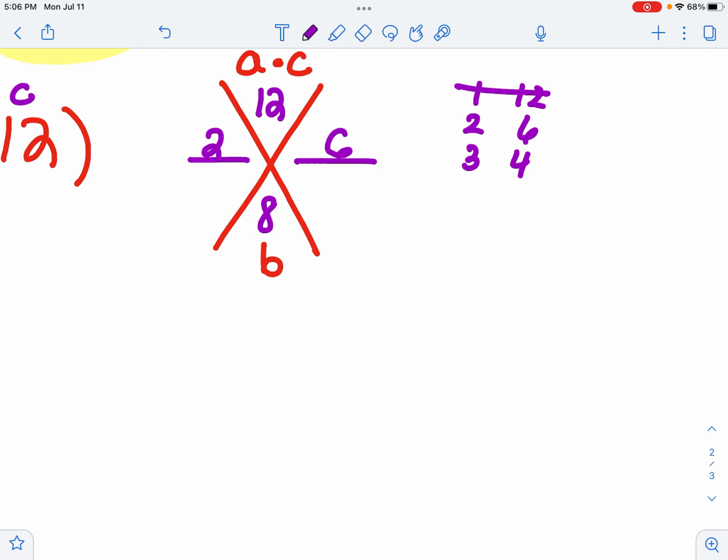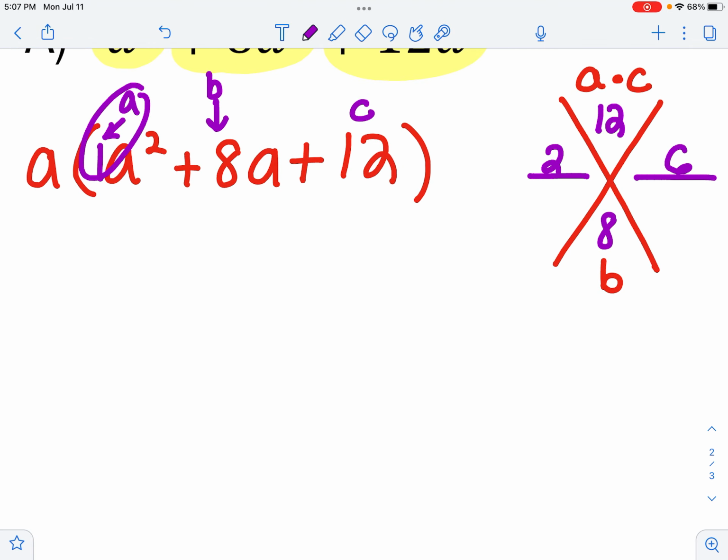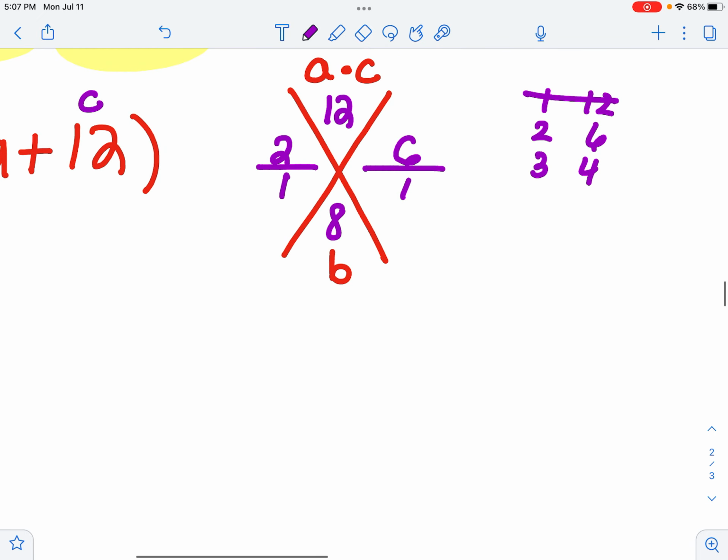Now I have to divide by the A value. So go back over here. The A value is 1. So I'm going to divide these by 1. And now if it's simplifiable, I would simplify this fraction. 2 over 1 is not simplifiable, and 6 over 1 is not simplifiable. So now you're going to write your 2 factors.